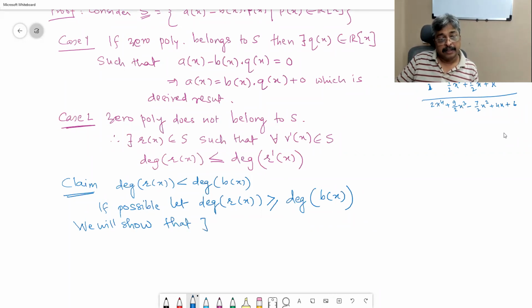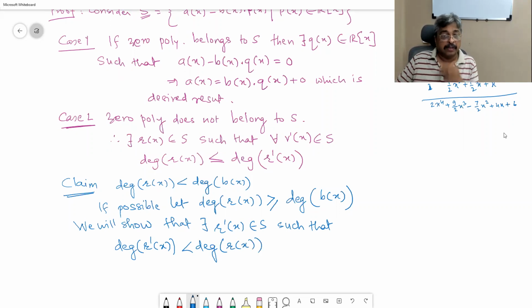that there exists r dash of x belonging to S such that degree of r dash of x is less than degree of r of x, contradicting this statement. This statement is star.